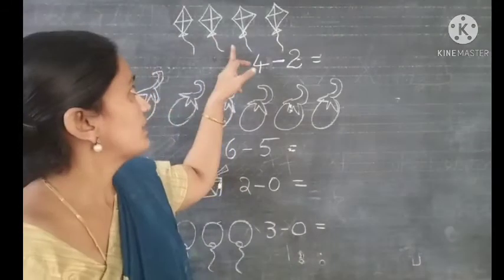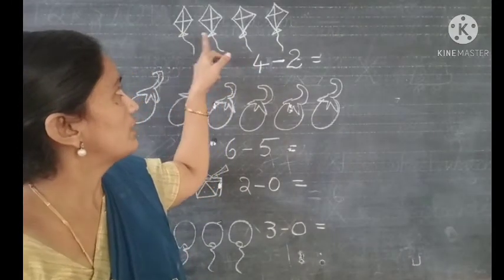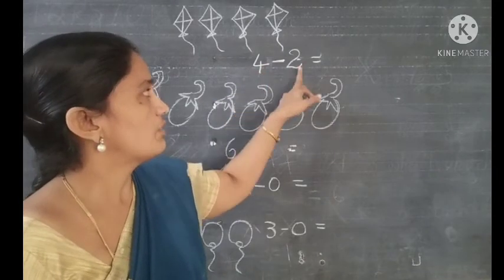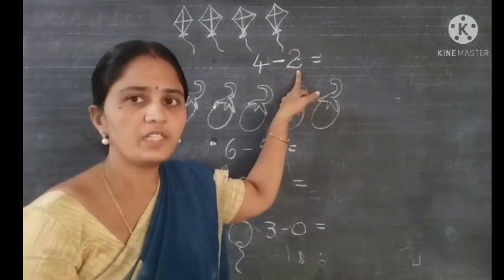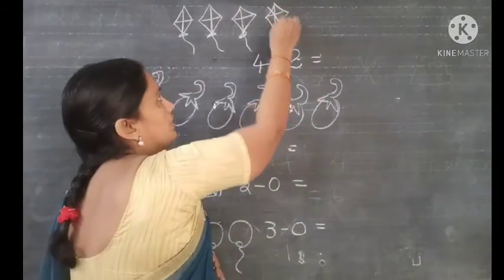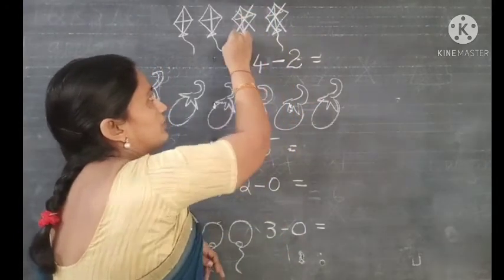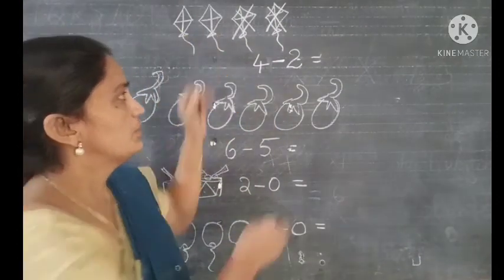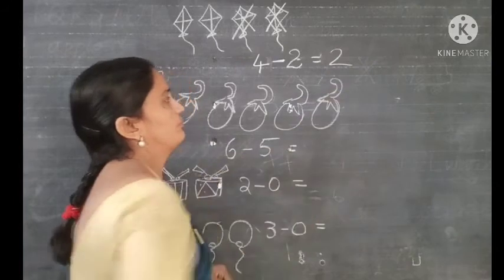Children, what are these? Kites. Let us count 1, 2, 3, 4. 4 kites. From 4 we have to subtract 2. For that we have to cross out 2 kites. Okay? 1, 2. If we cross out 2 kites, how many left? 1, 2. 2 is the answer.